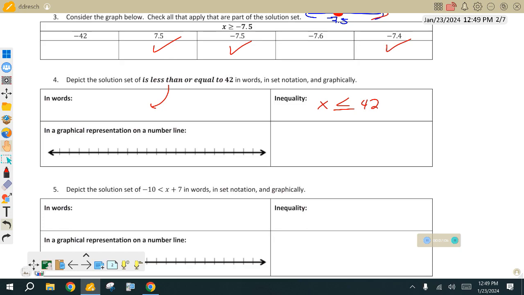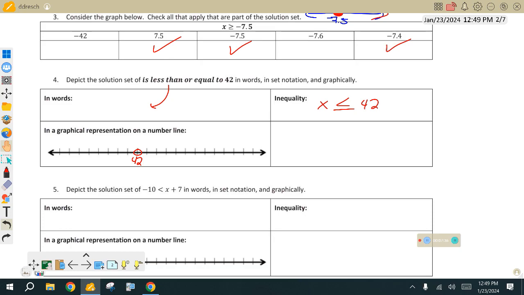We always usually put the variable on the left. X is less than or equal to 42. Now, put it on a number line for me. There's a blank number line. Graph it for me. Put 42 someplace on there. It doesn't have to be exact. And then on that 42, we always circle the number.